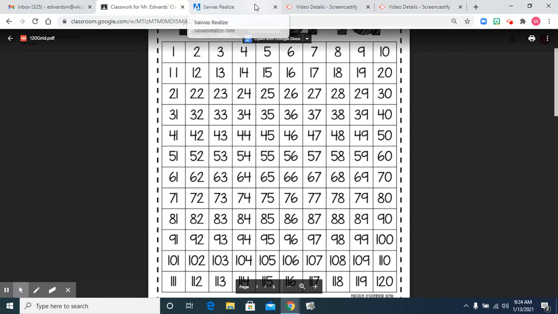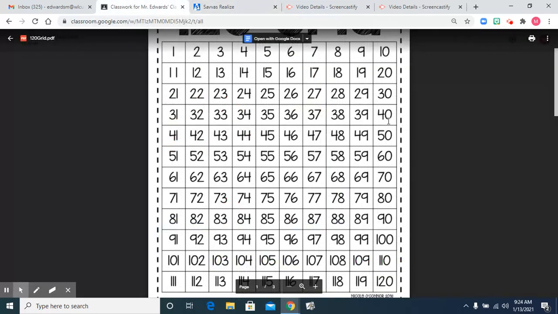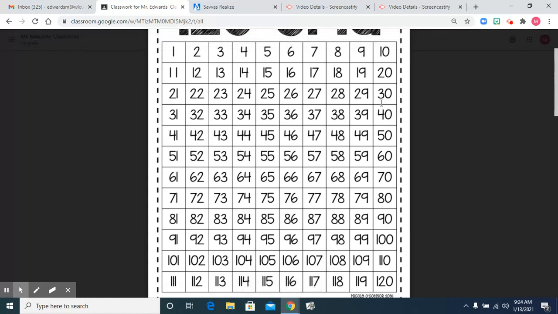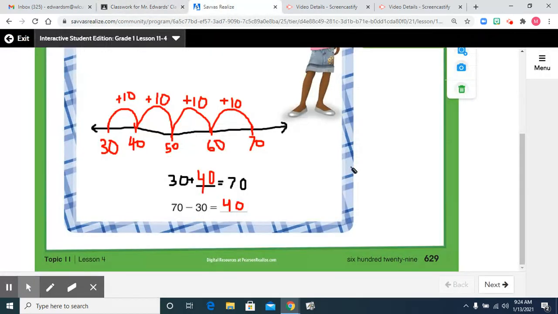Use your number grid to help you check your answer to make sure you are correct. You could also do 30 plus 40 on your number grid. See if it equals 70. So here's 30. Since we're adding, we have to go down now. We have to go down 40. Let's see if we land on 70. Count by tens. 10, 20, 30, 40. Yes, we landed on 70, so we know our addition problem is correct.